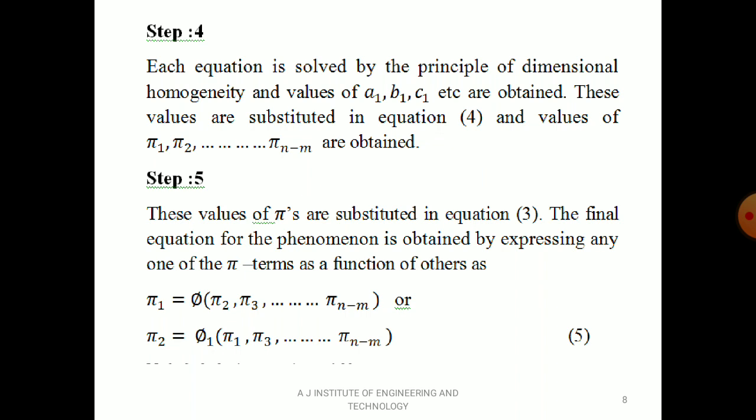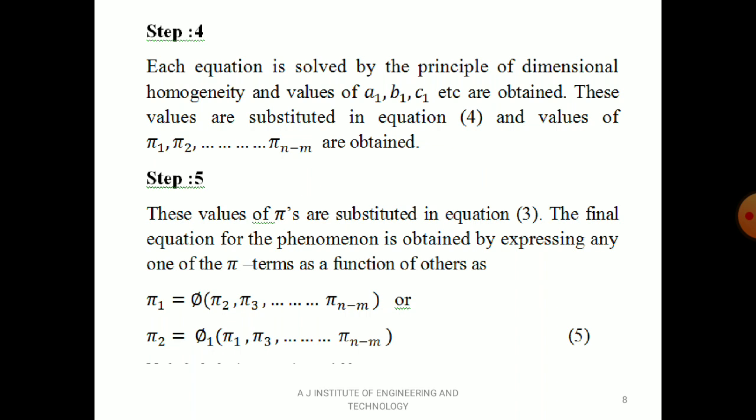So we can get values of pi 1, pi 2, pi 3 up to pi n minus m. Next, last step, step 5. These values of pi's are substituted in equation 3. The final expression for the phenomenon is obtained by expressing any one of the pi terms as a function of the others. So after getting the pi 1, pi 2, pi 3 values, we have to substitute in equation 3, that is function of pi 1 comma pi 2 up to pi n minus m equal to 0.